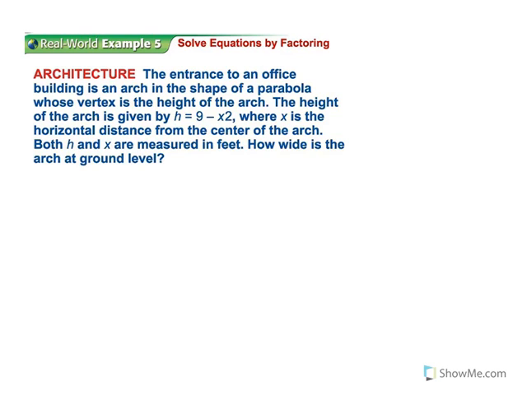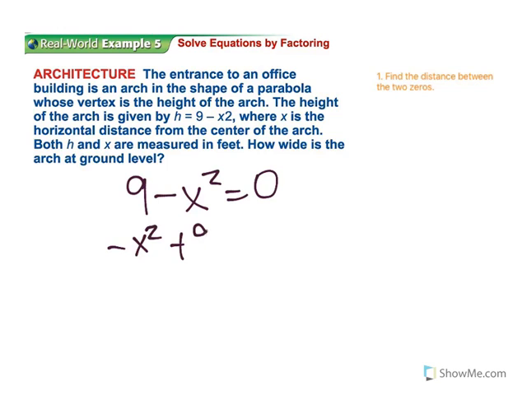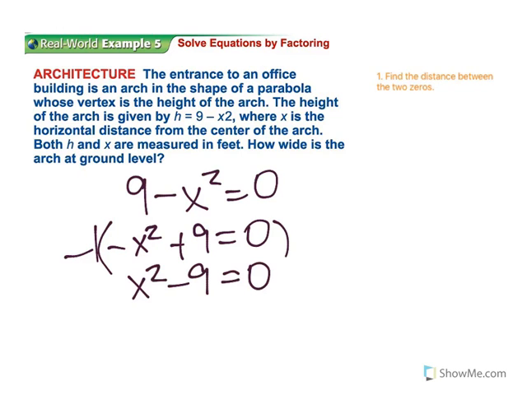So the first thing we need to do to find the width of the arch at ground level is to find the distance between the two zeros. So first I'm going to rewrite this equation, 9 minus x squared equals 0. Now we actually need to switch these around. So negative x squared plus 9 equals 0. And I can actually multiply this by negative 1, so that I don't have a negative in front of my x squared. If I multiply by negative 1, it just changes my signs to get x squared minus 9 equals 0. And this is actually our difference of squares.